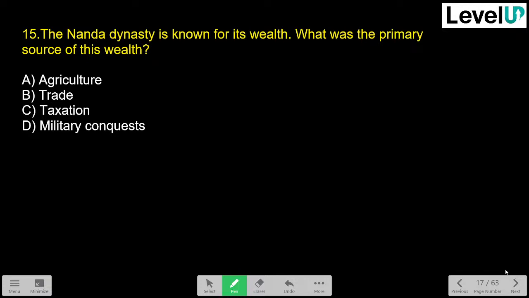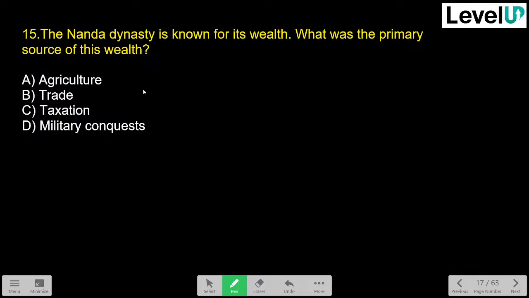The Nanda dynasty is known for its wealth. They had lots of wealth, right? Because of wealth, people mostly come to a position where they find nobody worthy. So they talked very badly with Kautilya, and were not aware of the foreign aggressions and attacks. So what was the primary source of their wealth?